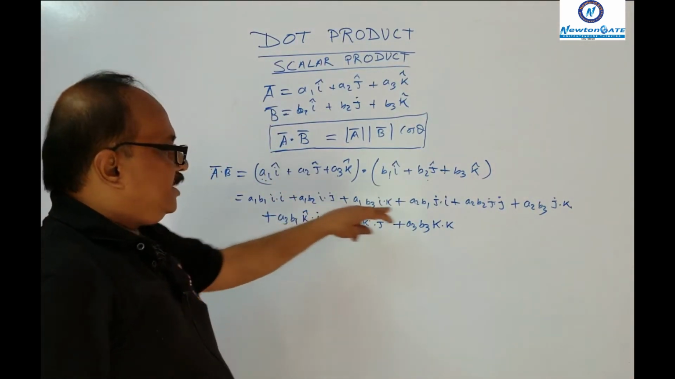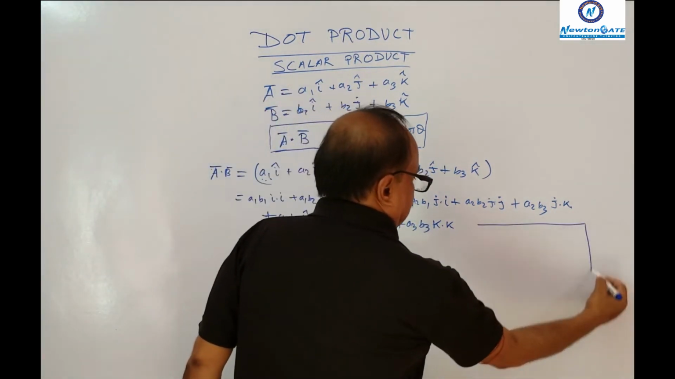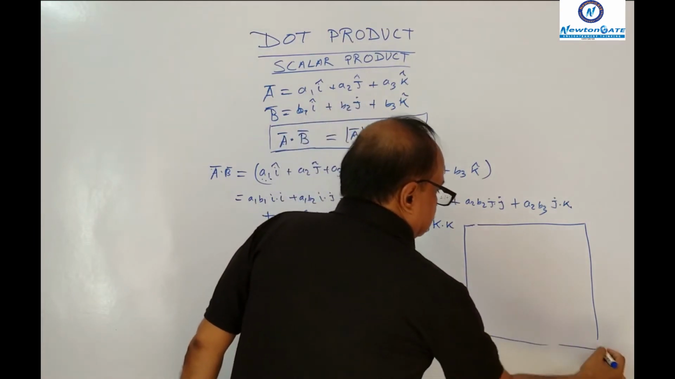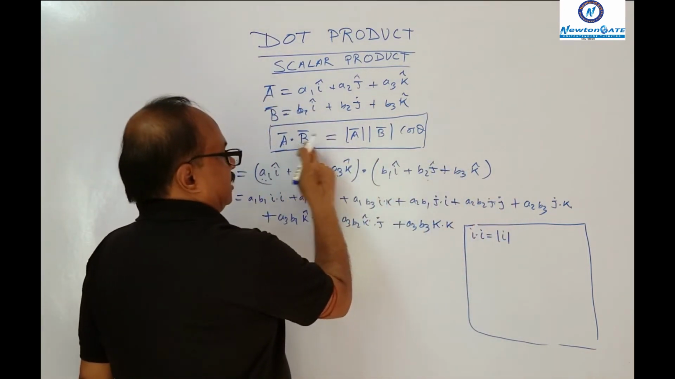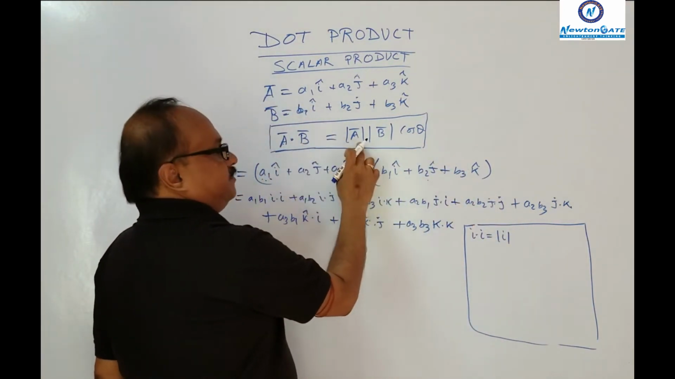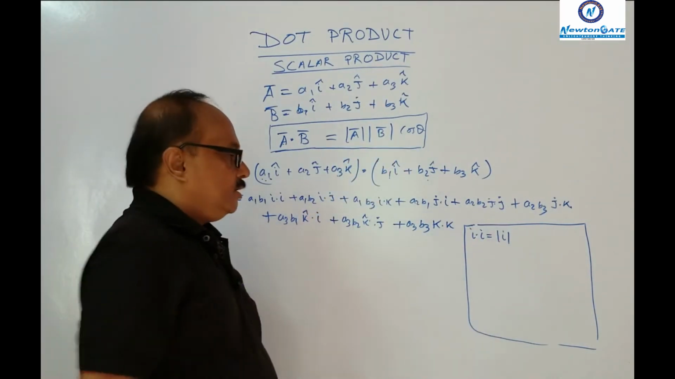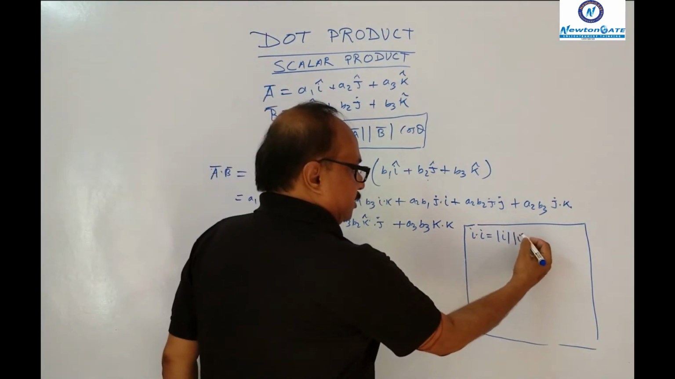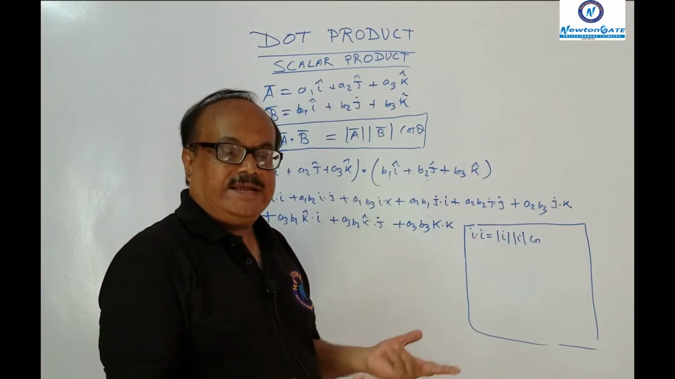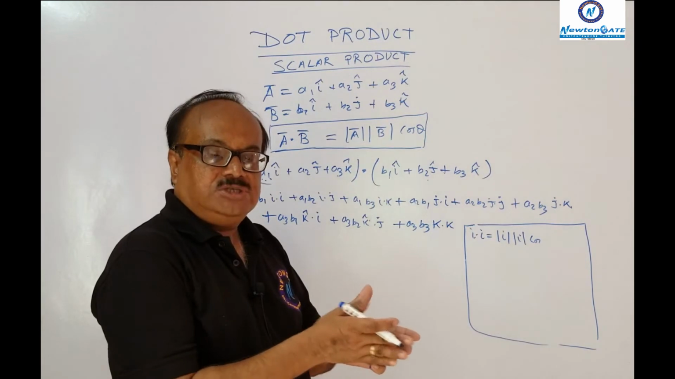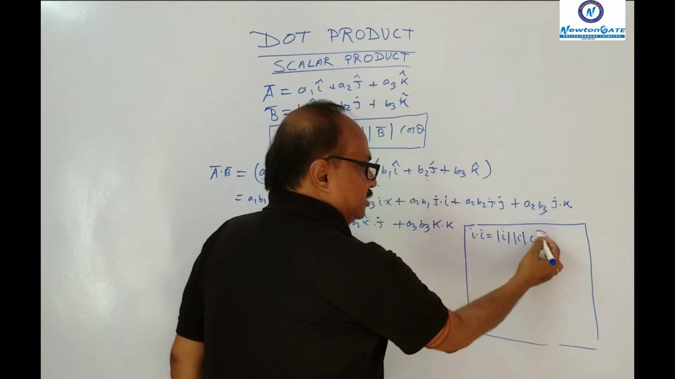Now, before completing this multiplication, let me explain what i dot i is. I dot i means the magnitude of i. Use this formula: a dot b means magnitude of a into magnitude of b into cos theta. So i dot i will be magnitude of i into magnitude of i into cos of the angle between i and i. If the angle between two same vectors, what will it be? Zero. It will be cos zero, and you know cos zero is one.